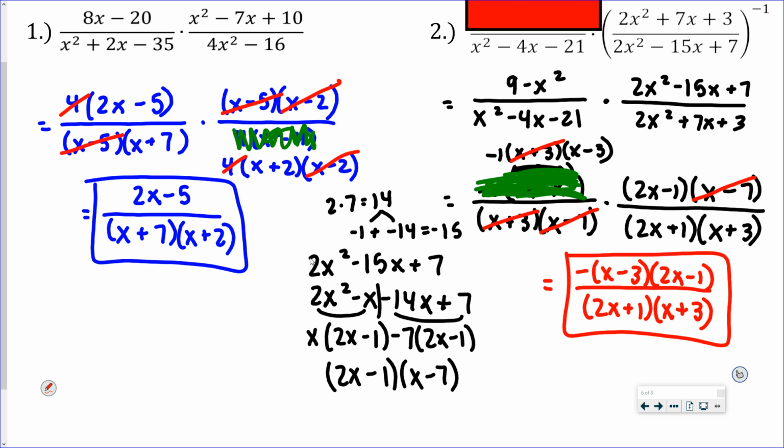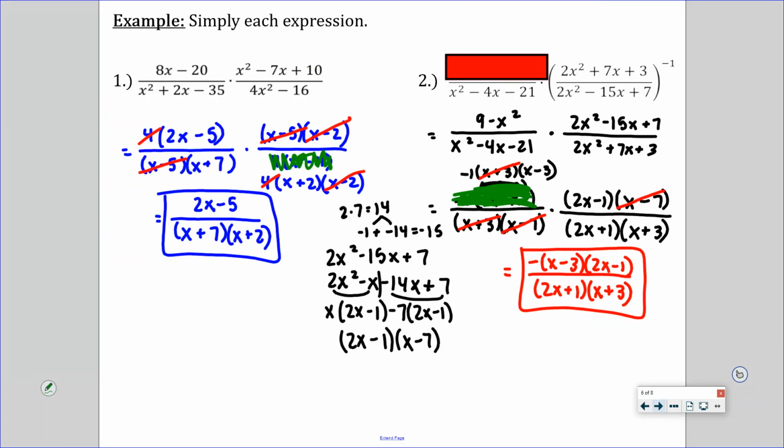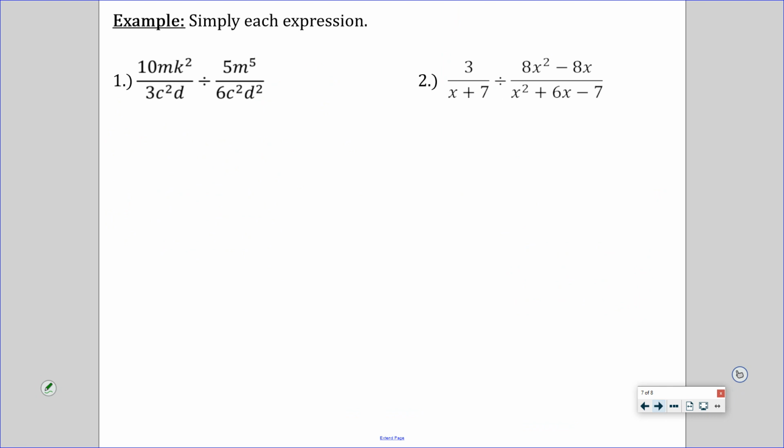So if you can do multiplication, you can do division, because you just have to change it to times the reciprocal. People sometimes make ones like number 1 harder than they are when there's not really much you can factor. This is more of an exponent rule type of situation. We know how we divide by fractions: keep, change, flip. There's not much factoring we could do here. If you wanted to write out c squared as c times c, or 10 as 5 times 2, you could.